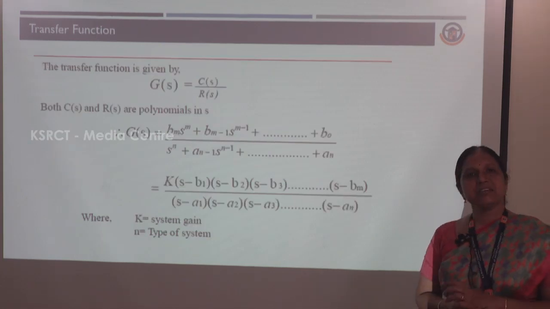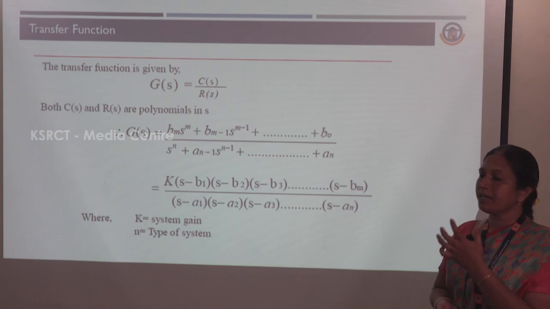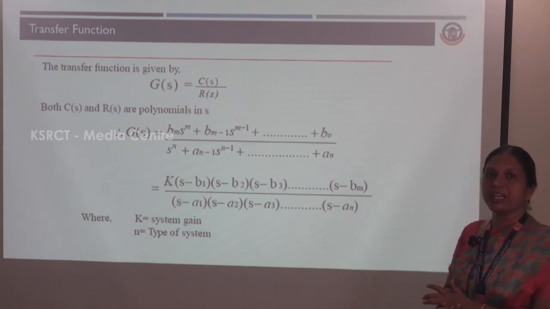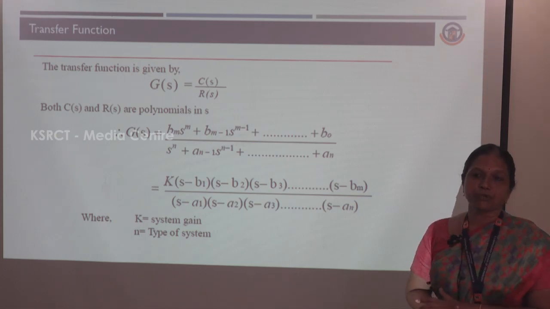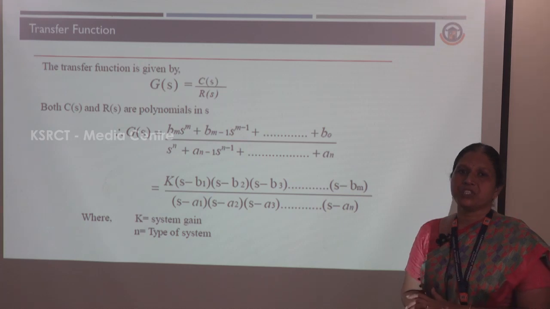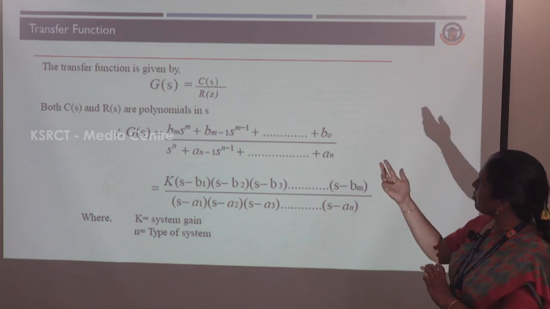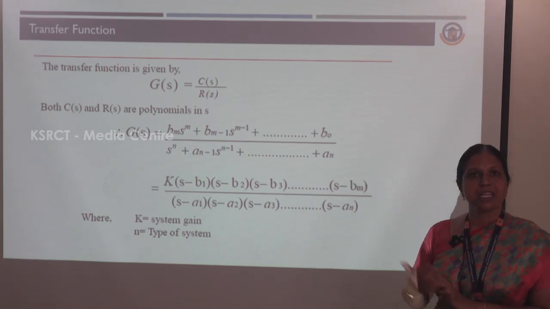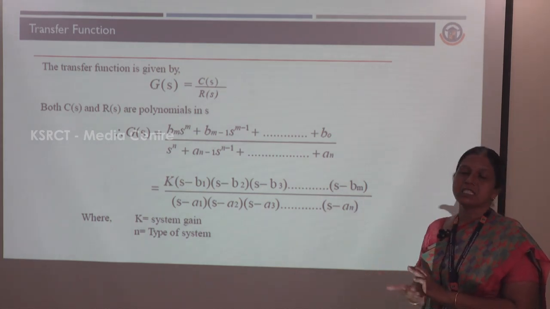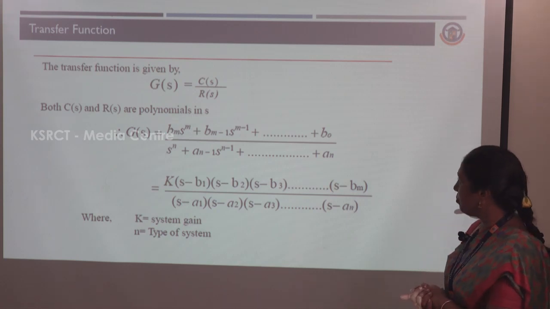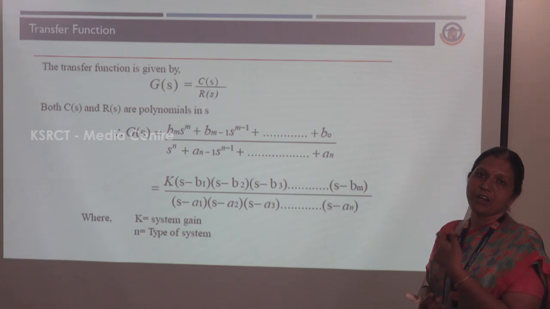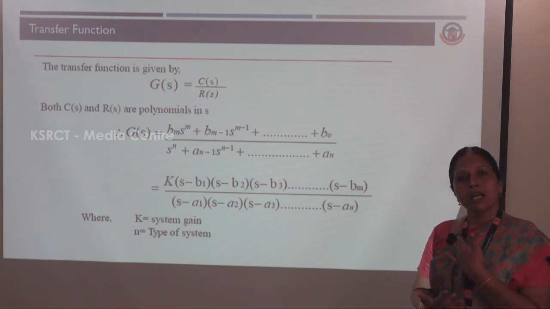Next we will see the definition of the transfer function and the polynomial of the transfer function. Transfer function is nothing but the ratio of output to the input with zero initial conditions. So transfer function is equal to C of s by R of s. C of s is the Laplace transform of the output, R of s is the Laplace transform of input, and we have the numerator polynomial and denominator polynomial for the controlled output and input.